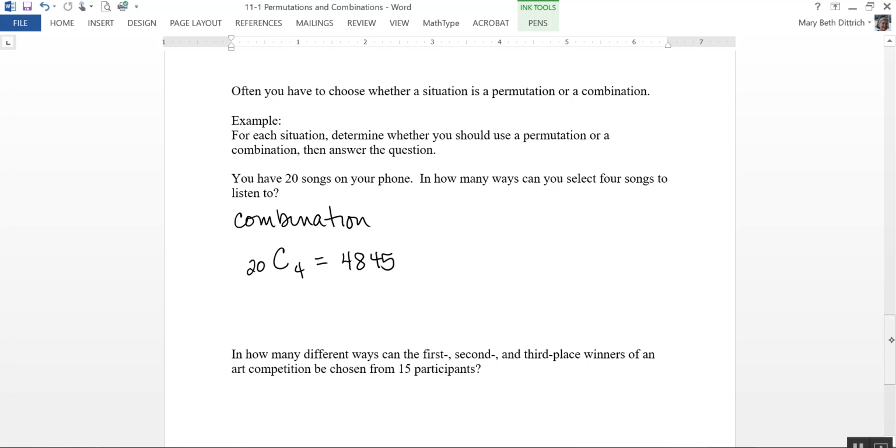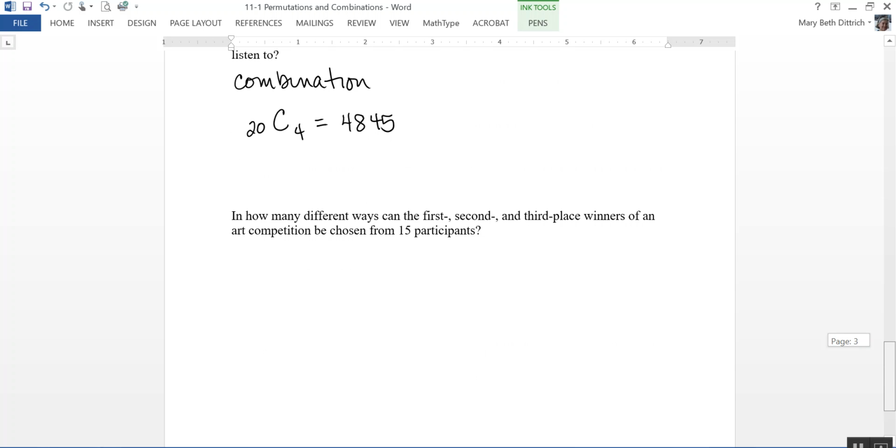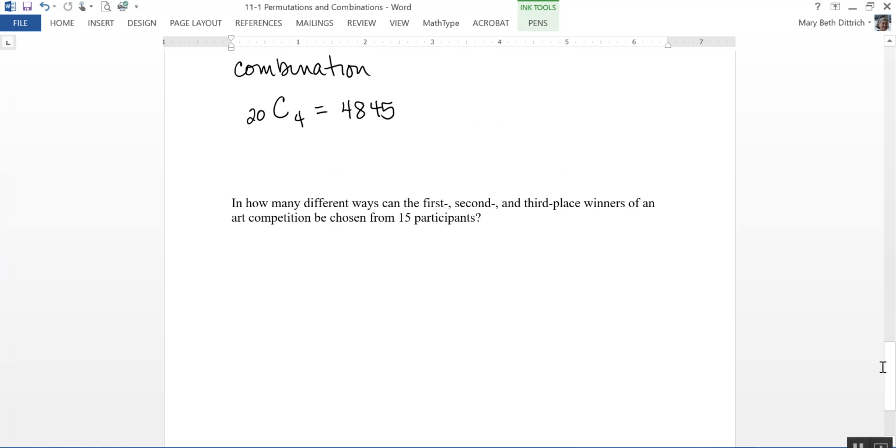Okay, last example here. In how many different ways can the first, second, and third place winners of an art competition be chosen from 15 participants? Because there has to be a first place winner, a second place winner, and a third place winner, the order does matter. So this is going to be a permutation.